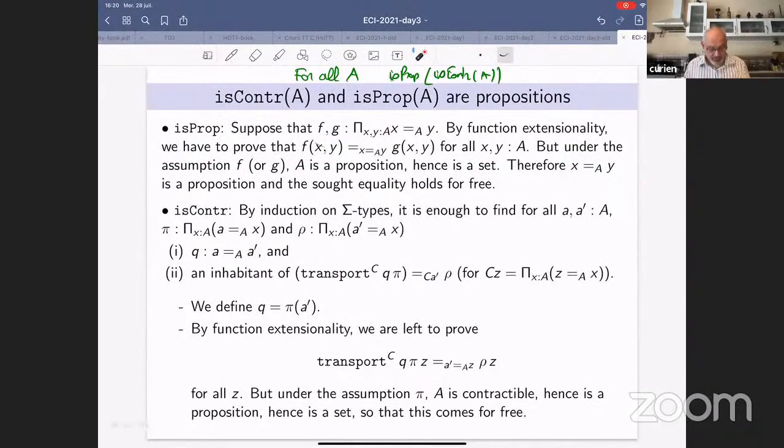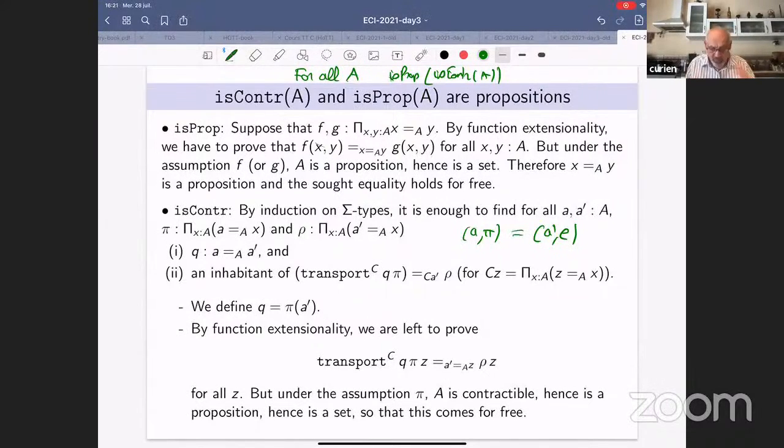Okay, so how do we do is contr? We need to show, so we can use induction on sigma types. So we have to show that if I give you two arbitrary elements in is contr of A, so one will be (a, pi), and the other will be (a prime, rho). So for all such pairs of elements, okay, so a is a center and pi is a contraction relative to the center, and a prime is another center and rho is a contraction for this center. We have to show that they are equal.